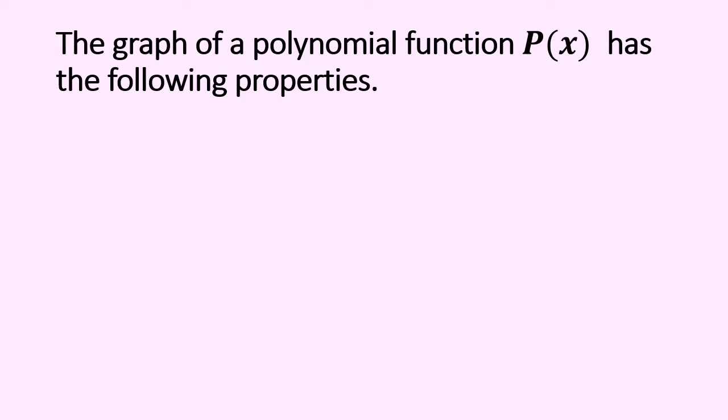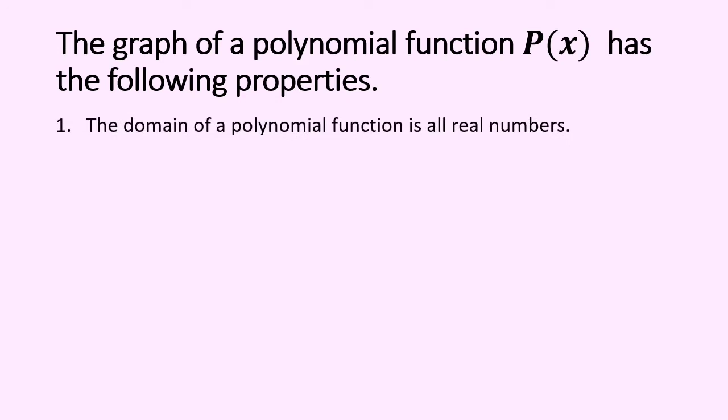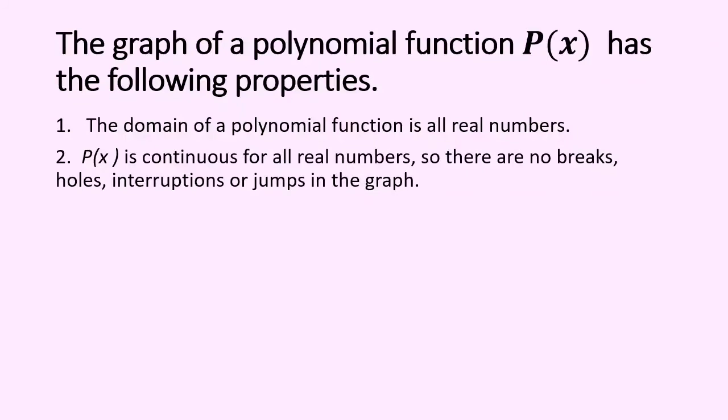The graph of a polynomial function, we're just going to call it p(x), has the following properties. The domain of a polynomial function is all real numbers. So if you have a polynomial function and we ask you for the domain, all real numbers every time. The polynomial function is continuous for all real numbers. There are no breaks, holes, interruptions, or jumps in the graph, which again reinforces the fact that the domain is all real numbers. If there was a break or a hole or any kind of interruption or jump, the domain wouldn't be all real numbers.